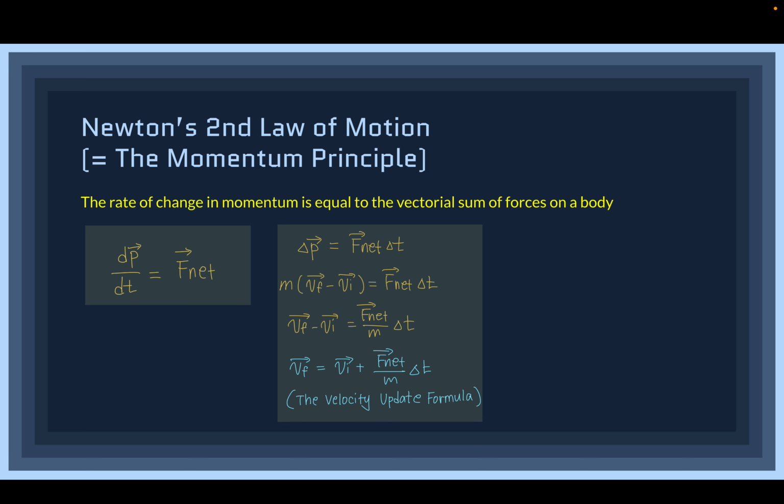Newton's second law of motion is called the momentum principle, which states that the rate of change in momentum is equal to the vectorial sum of forces on a body. Since p is mv, if we do mv final minus mv initial and organize the equation, you can get the velocity update formula.